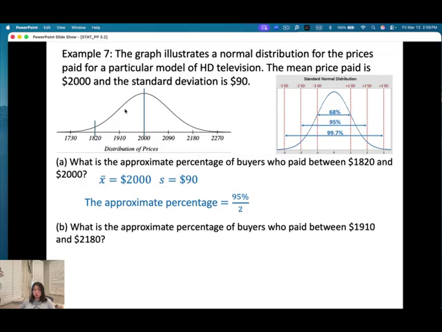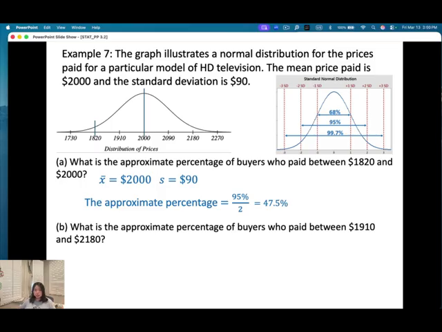But now we only want to find half of it. So that's why I divided by 2. You're gonna get 47.5%. So we could say about 47.5% of the data will be within from 1,820 to 2,000.